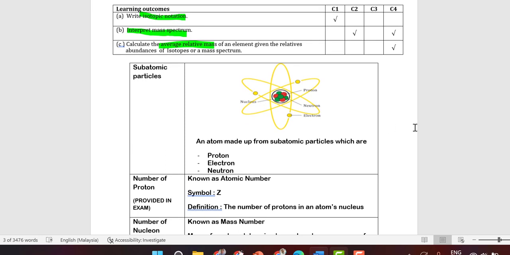So first part, what are subatomic particles? An atom is made up of subatomic particles, which are proton, electron, and also neutron. Proton and neutron are in the middle, and we call that the nucleus. Inside the nucleus we have proton and neutron. Electron will be circulating the nucleus, so electron will be outside.